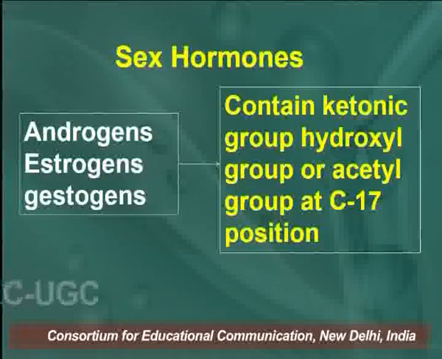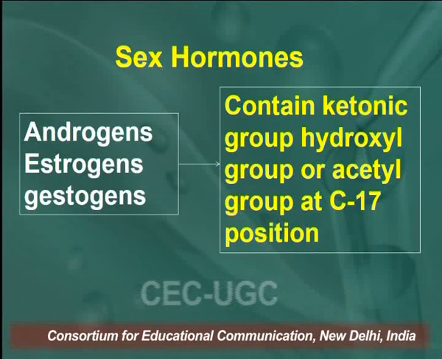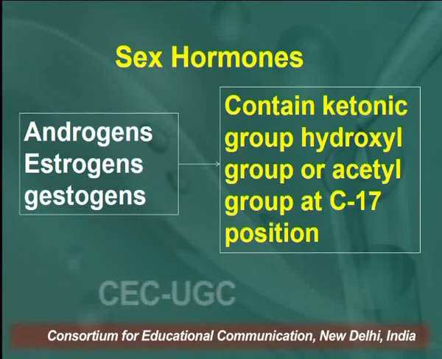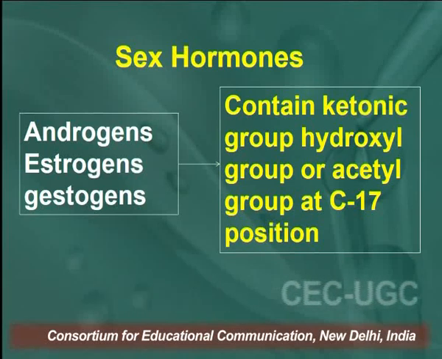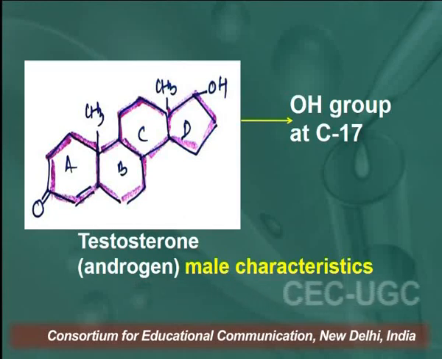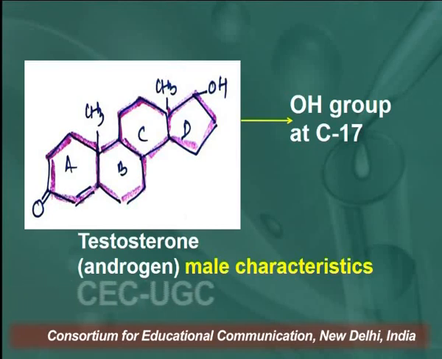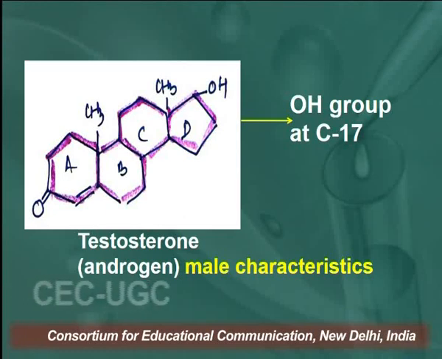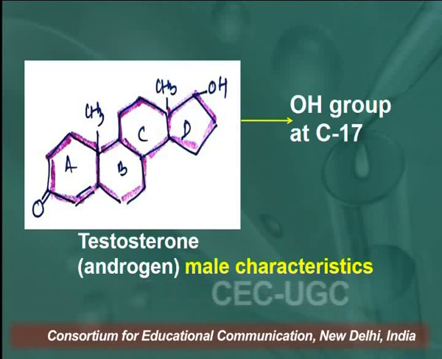that is the carboxyl group. Learners, as I told you, all the sex hormones like androgens and estrogens contain a ketonic group, hydroxyl group or acetyl group at the C17 position. So these are also steroids. You can say this is the structure of testosterone, and this is also testosterone, and it has an androgen nucleus, and this testosterone is responsible for the male characteristics. So this is the structure of testosterone.